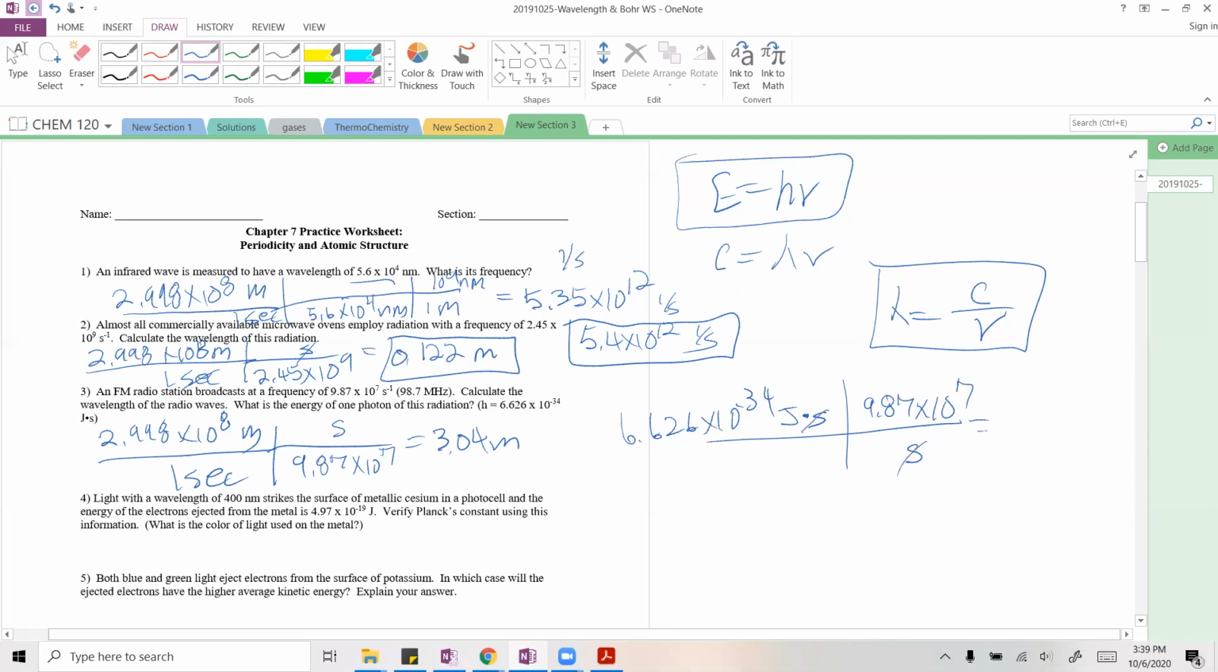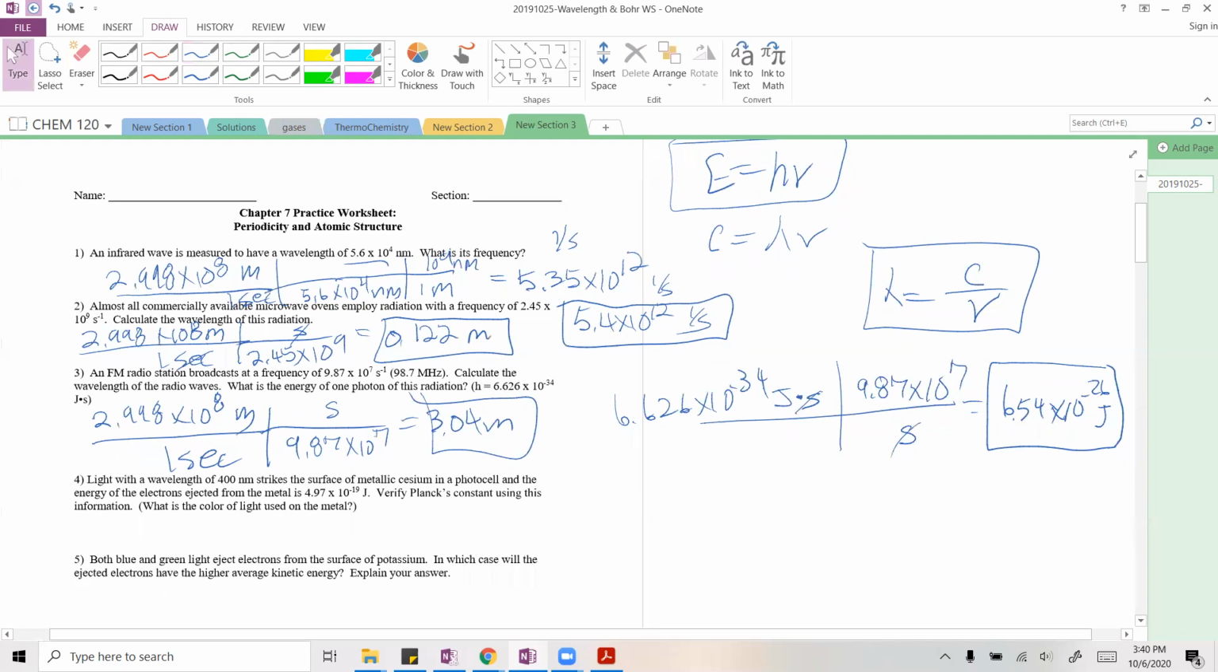So 6.626 times 10 to the negative 34 multiplied by 9.87 times 10 to the 7, and we get 6.54 times 10 to the negative 26 joules. That's what we're looking for. So we have our wavelength and we have our energy.